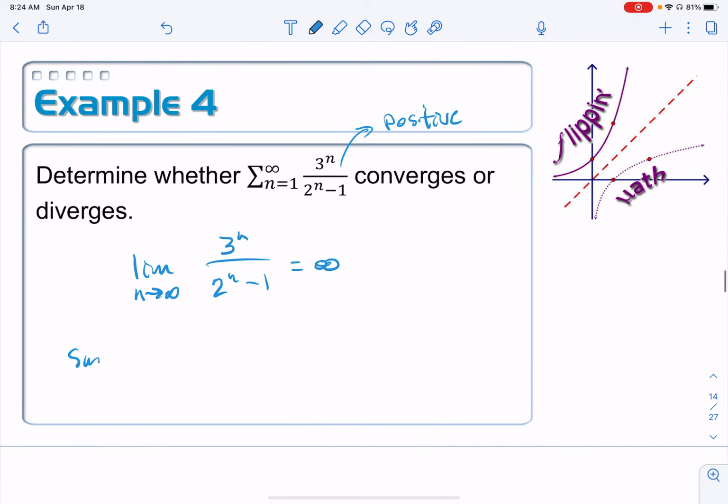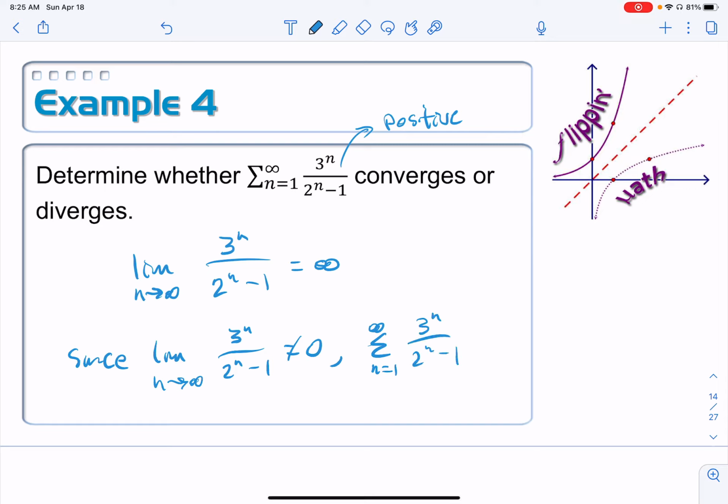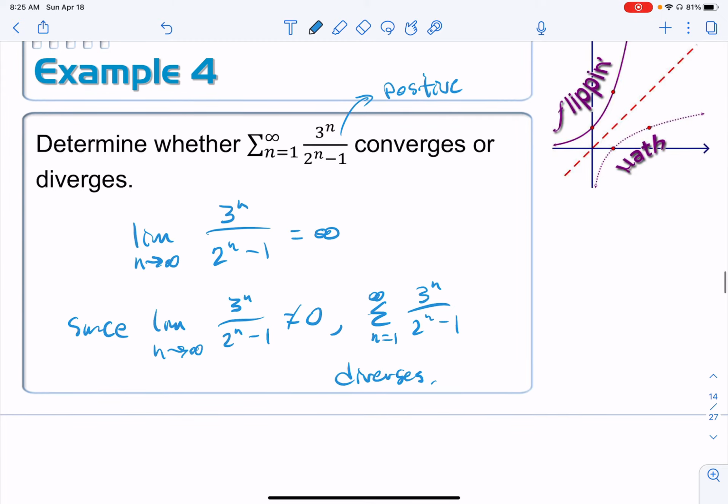So since the limit as n goes to infinity of 3 to the n over 2 to the n minus 1 is equal to infinity, or I should say is not 0, then that series diverges. The sum from n equals 1 to infinity of 3 to the n over 2 to the n minus 1 diverges. And if you wanted to, you could say by the nth term test for divergence.